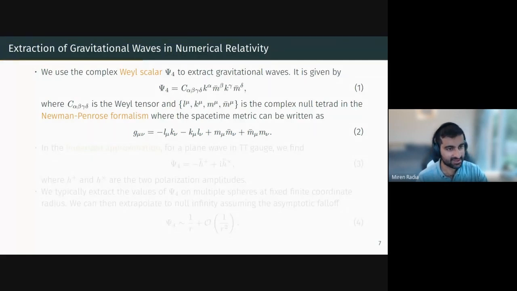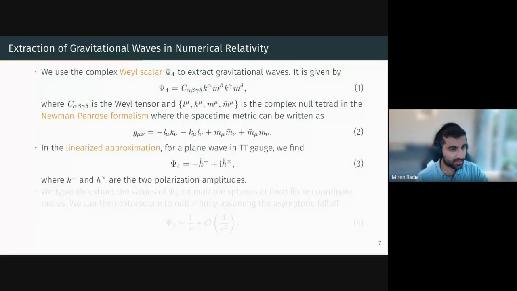But finding this null tetrad numerically is non-trivial. We take the flat space null vectors, and then we apply the Gram-Schmidt orthonormalization procedure in order to construct an orthonormal tetrad, and then construct a null tetrad from that in order to construct the suitable null vectors to make our psi4.